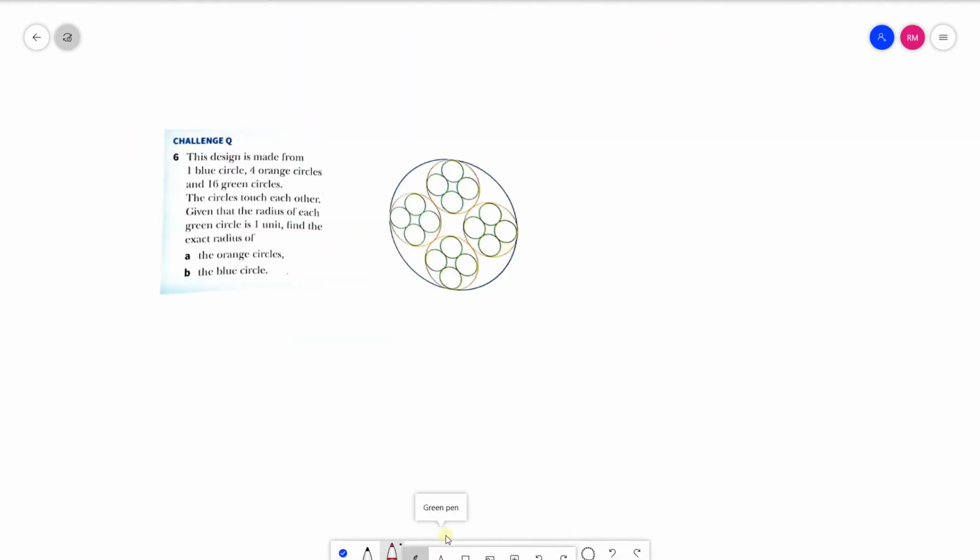Now let's look at second challenge. This design is made from one blue circle, 4 orange circles, and 16 green circles. The circles touch each other given that the radius of each green circle is 1 unit, which means the radius of the green circle is 1 unit. Find the exact radius of the orange circle and the blue circle.